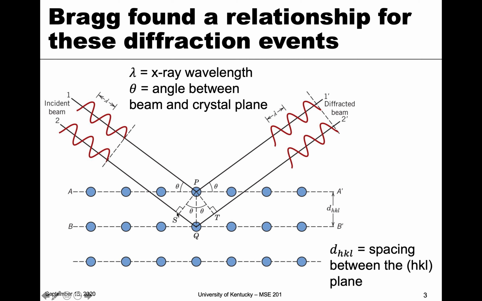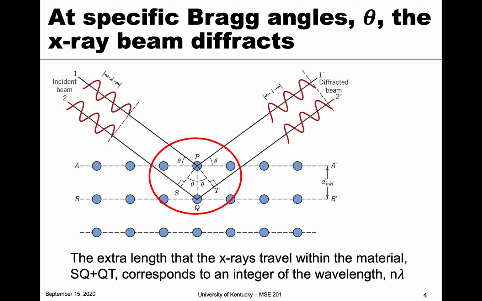And so beam 2, which travels further into the material before it diffracts, so it goes to the second plane, travels an extra distance SQT, and that SQT distance must be an integer value of the wavelength if it's going to maintain in phase. And so that's really the whole Bragg's law.